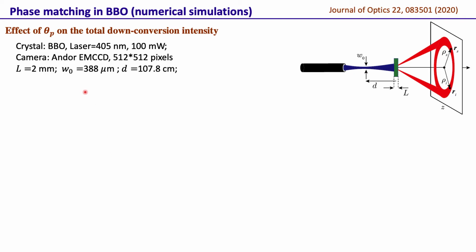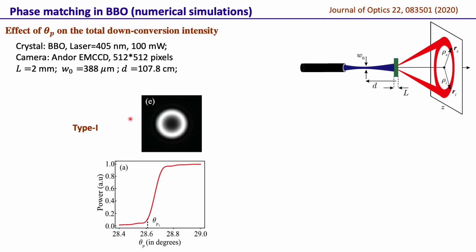Then we can also look at the total down conversion intensity in parametric down conversion. So now we are looking at the total down conversion intensity. For example, this is theta p, and if I look at the total intensity, that is the power that actually comes out. So if theta p is 28.4, or if it's below 28.6, there is really no down conversion, so there is really no power.